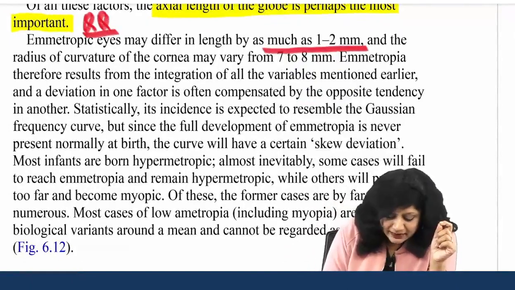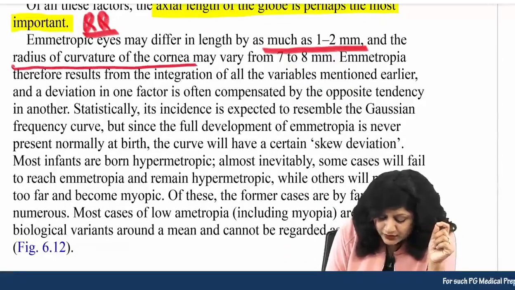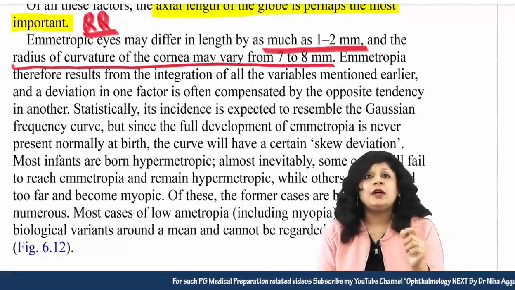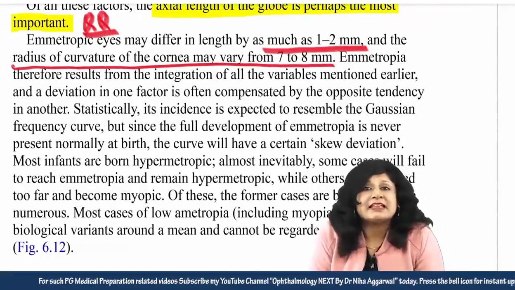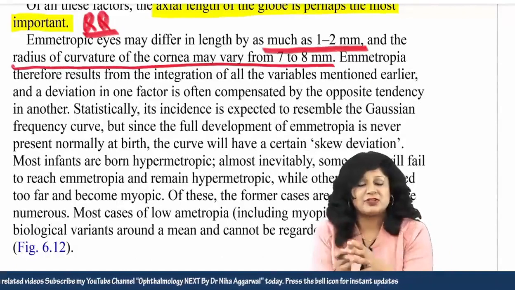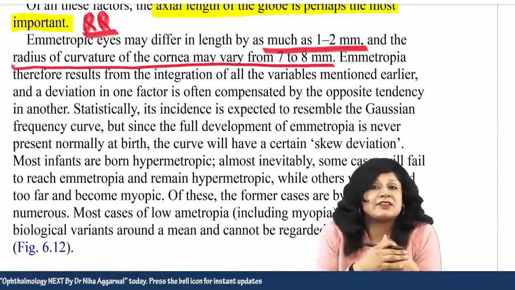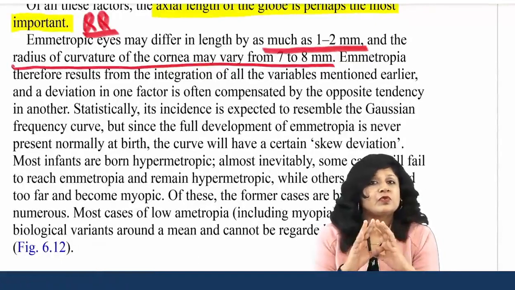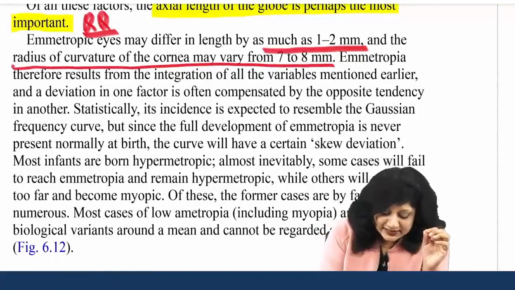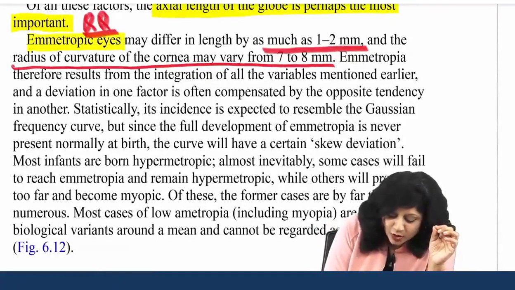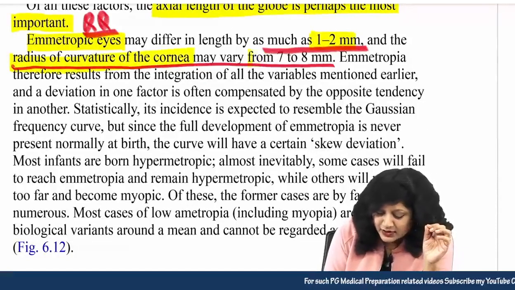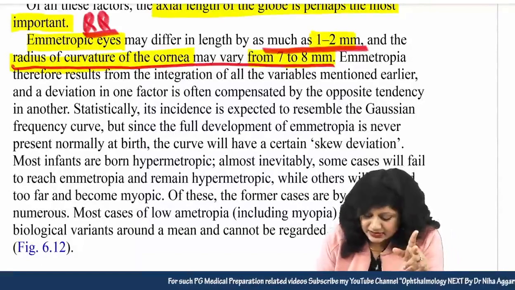1 to 2 mm, and the radius of curvature of the cornea may vary from 7 to 8 mm. So when we say that there are so many variables which are actually determining the refractive status of the eye, this does not mean that an emmetropic eye means strictly one value. No. They are saying that emmetropic eyes may also vary about 1 to 2 mm. Even the radius of curvature of the cornea can also vary 7 to 8 mm.